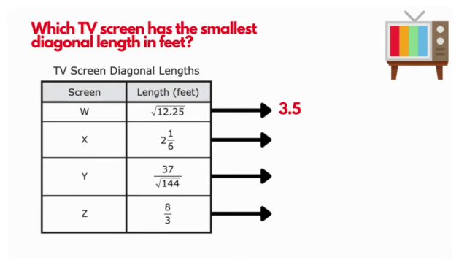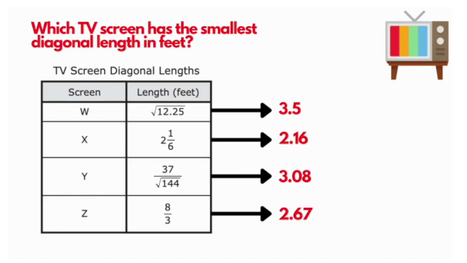2 and 1/6, so that's going to be a mixed number, which is a rational number, but we're going to call it 2.16. And 37 over the square root of 144. The square root of 144 is 12, so 37 divided by 12 should give us a decimal of 3 and 8 hundredths. And finally, 8/3 in improper fraction will be 2 and 67 hundredths if we round that off.